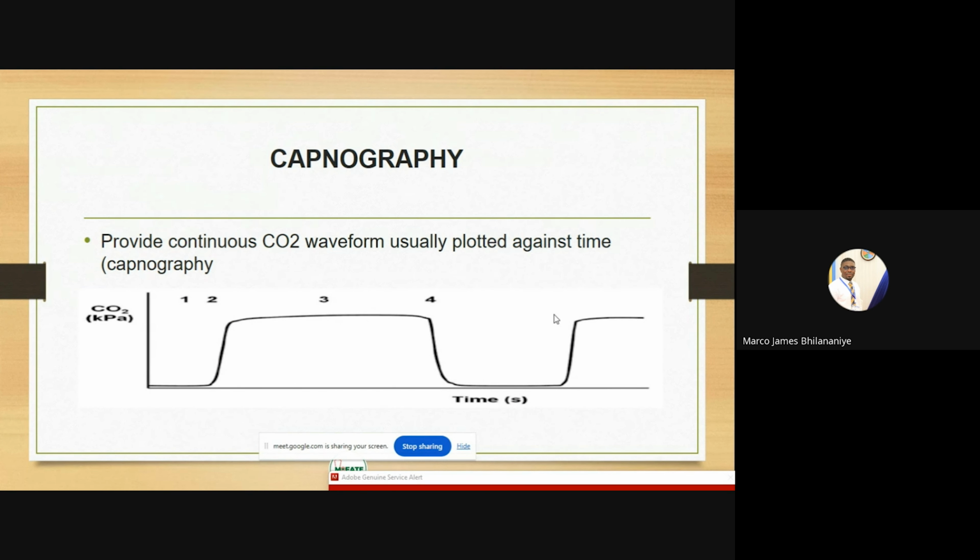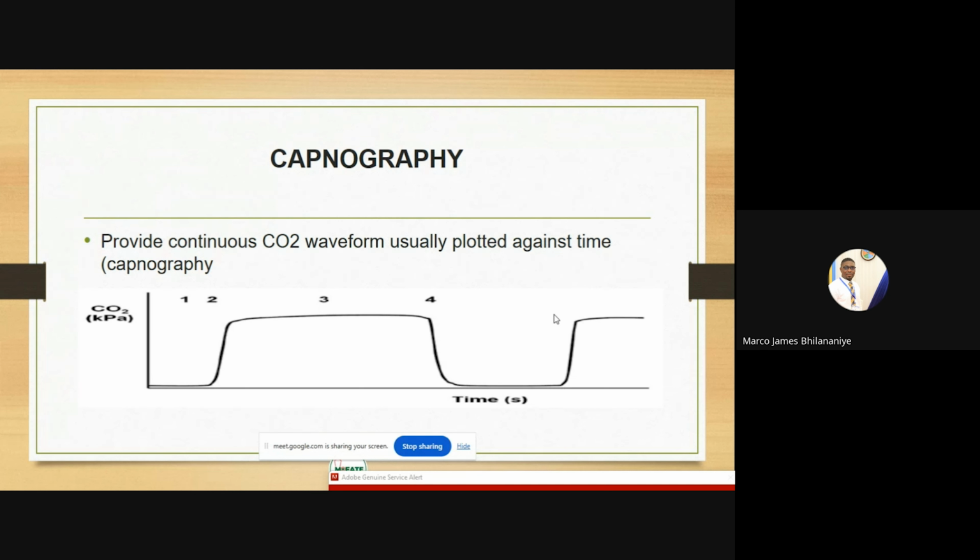Next slide. So this is the capnograph I was trying to talk about. This is a graphical presentation of the carbon dioxide, inspiration versus expiration. Usually, it provides a continuous carbon dioxide waveform, plotted against time. And this has 4 phases. You have phase 1. This is a very isoelectric line here. Phase 1 indicates the inspiratory time. During breathing, taking air in, no carbon dioxide is coming out. So you will have this isoelectric line.